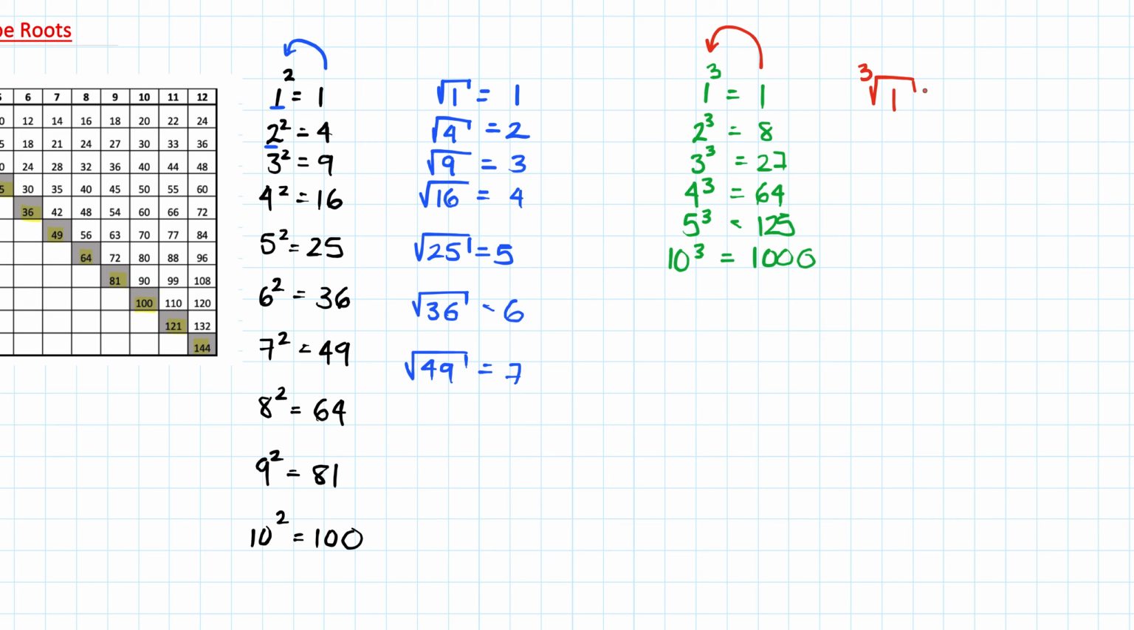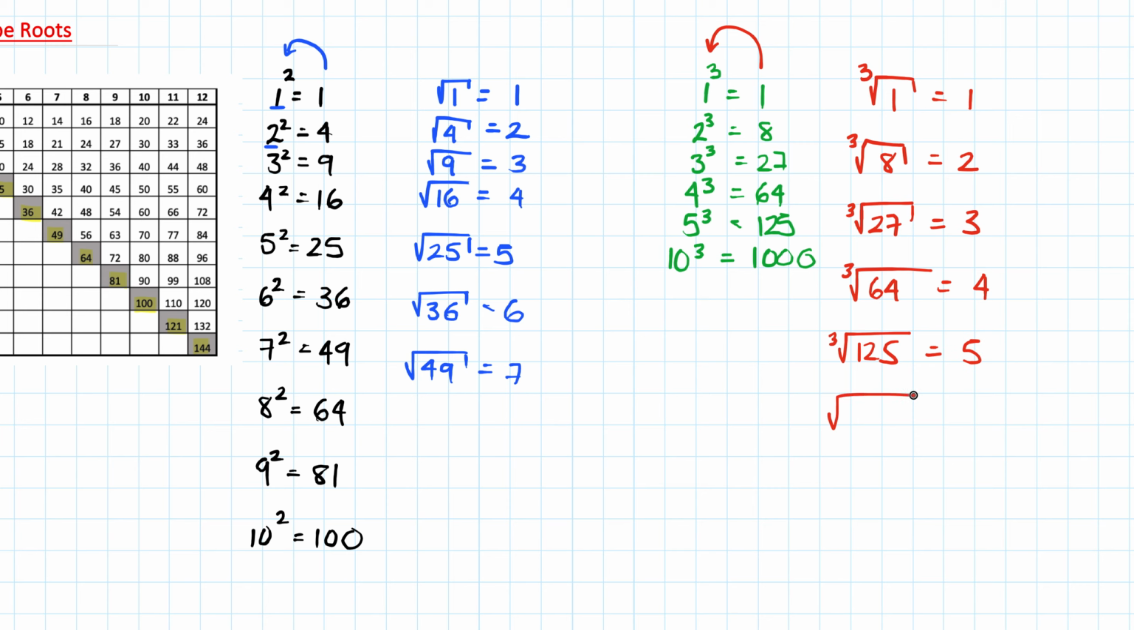The cube root of 1 is equal to 1. The cube root of 8 is equal to 2, because the cube root of 8 is 2. What is the cube root of 27? It is 3. What is the cube root of 64? It is 4. What is the cube root of 125? It is 5. What is the cube root of 1,000?